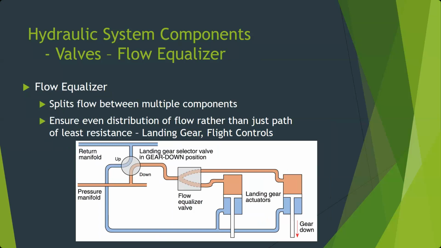So a flow equalizer valve essentially looks at the downstream pressure, and if one side's higher than the other, it closes off, it restricts the flow of fluid to the side where it's got a high flow rate, and it more freely allows the fluid to go to the side with the more restricted flow, or the lower flow rate, in order to equalize the pressure on both sides. So a flow equalizing valve is going to split that flow evenly. In this case, we want both gear to go down at the same time.